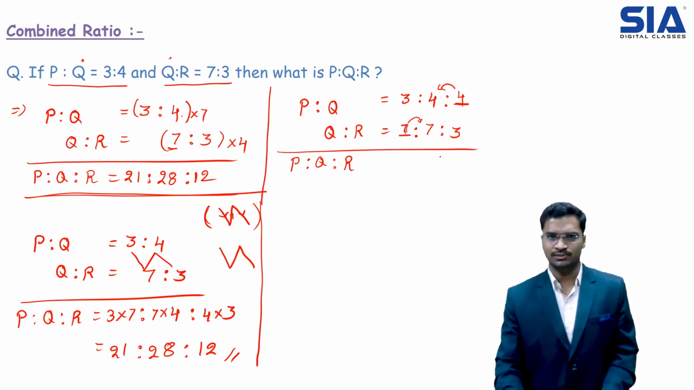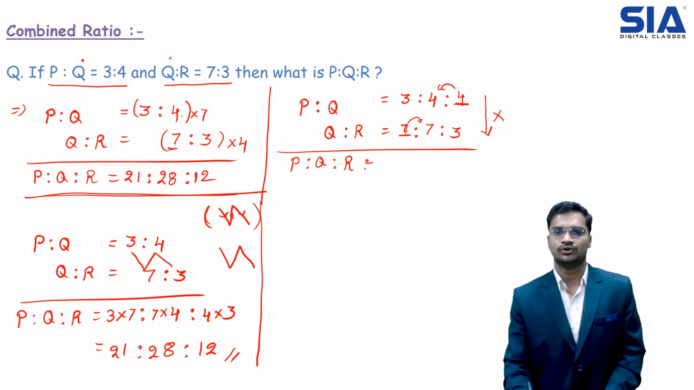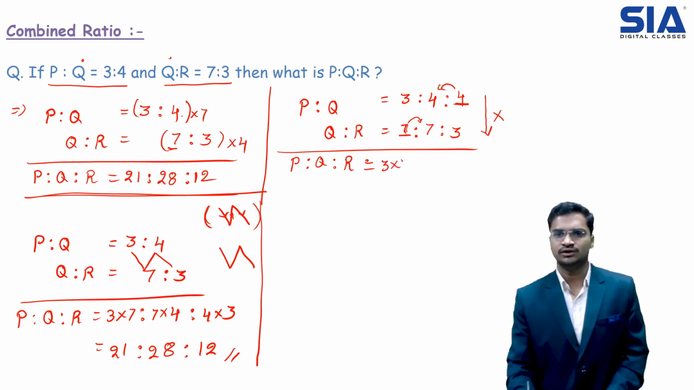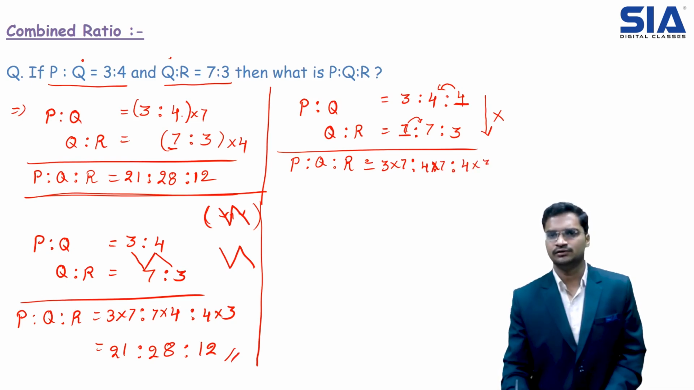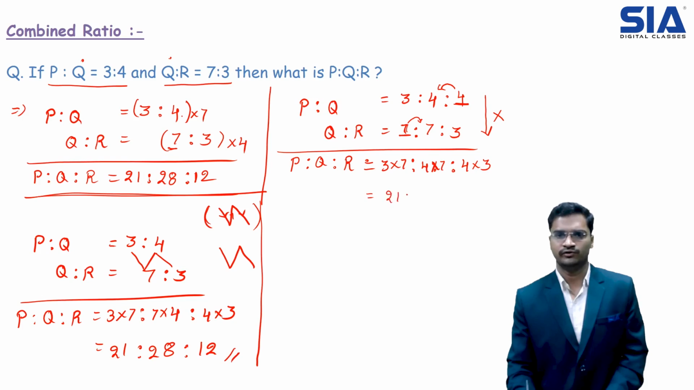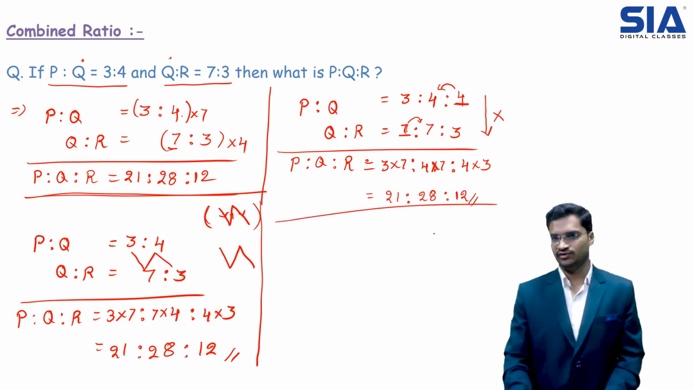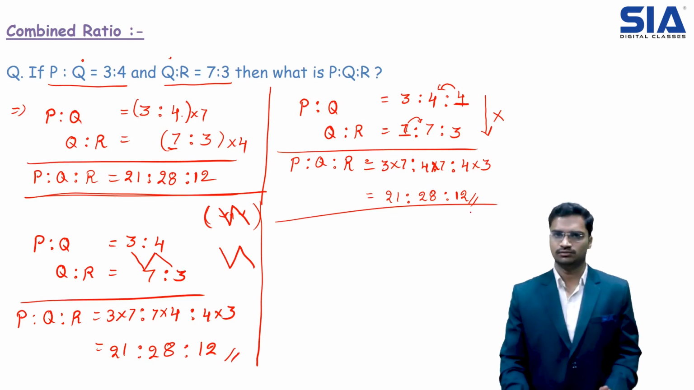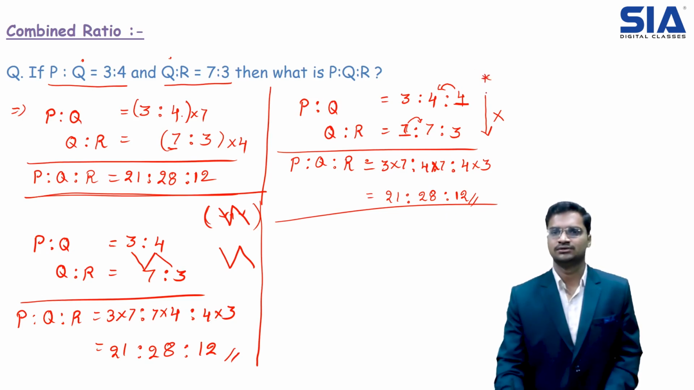After filling up all these blanks, I simply multiply them from top to bottom. So P is 3 multiplied by 7, then Q is 4 into 7, then R is 4 into 3. So 7 3s are 21, 4 7s are 28 and 4 3s are 12. So our P ratio Q ratio R is 21 ratio 28 ratio 12. So this is an effective method, and I suggest everyone follow this particular method.